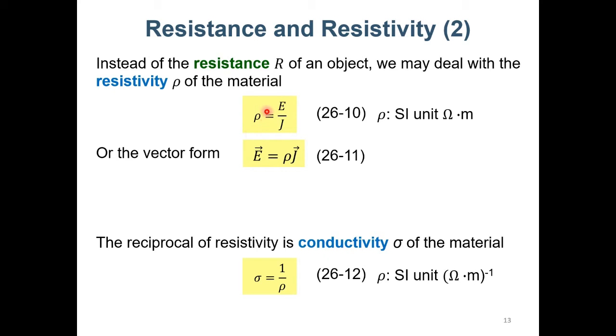So rho is equal to E over J, where E is the electric field and J is the current density. If we rewrite it in vector form, it is E vector equals rho times J vector. The physics people call this the vector form of Ohm's law. They regard it as the same, but for us, we seldom use this.